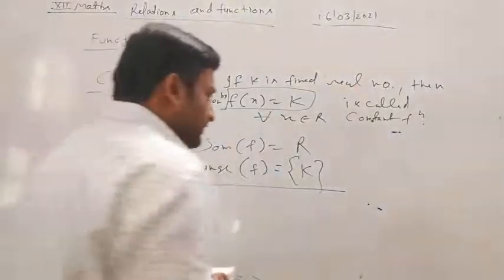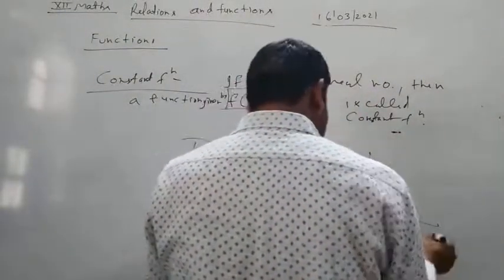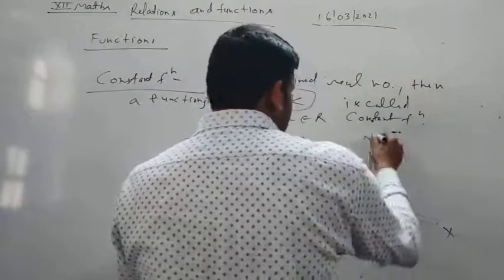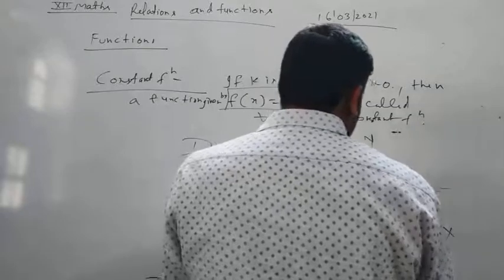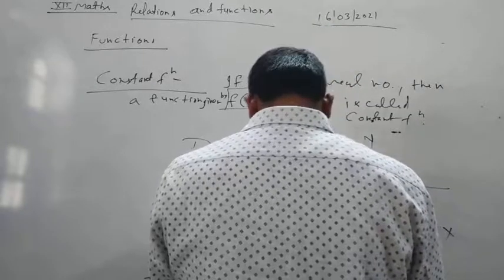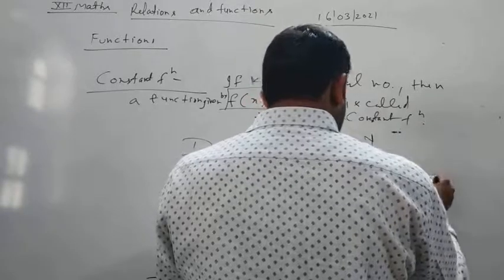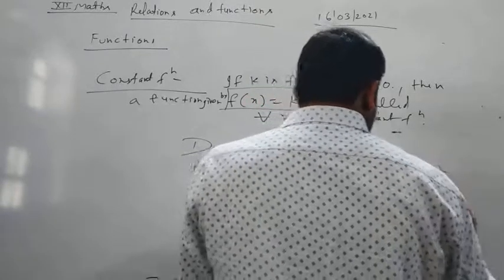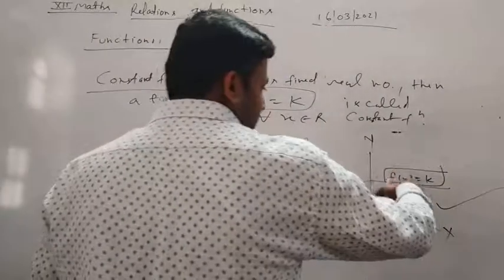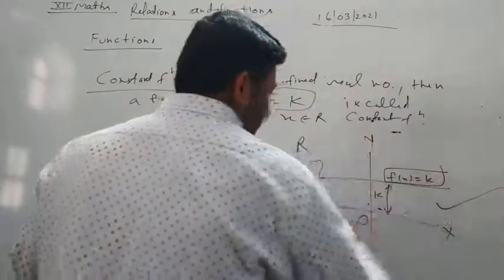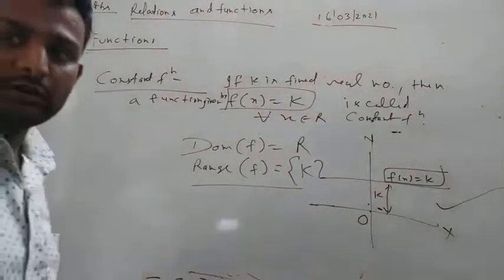And what will be its graph, students? Suppose this is our x-axis, this is the y-axis and this is the origin. Then we draw a line at height k. So this is the graph of the constant function. A line parallel to the x-axis is the graph of a constant function. I hope you understand, students.